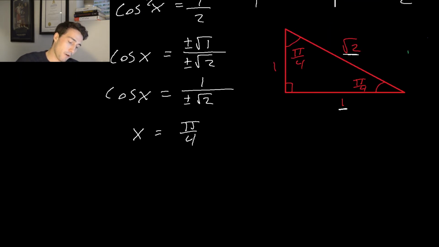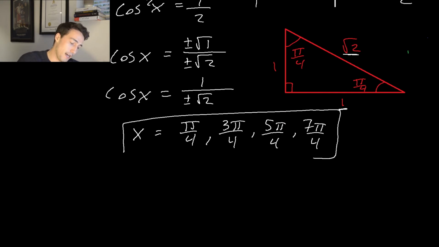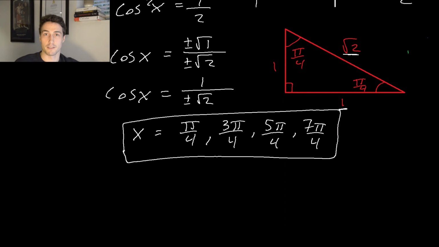So we have pi over 4, 3 pi over 4, 5 pi over 4, and 7 pi over 4, along with x equal to 0 and x equal to 2 pi. So those are all the possible answers for this question.